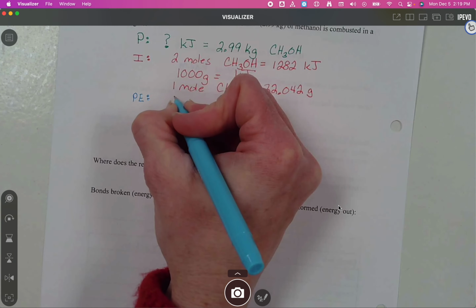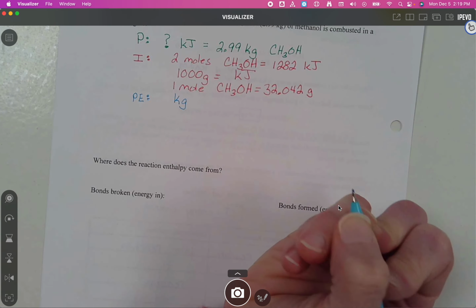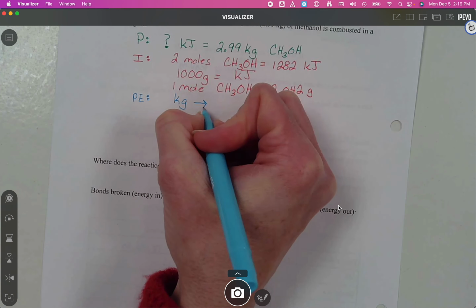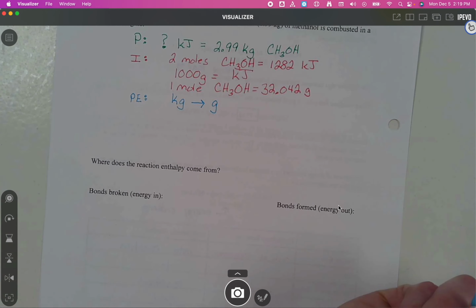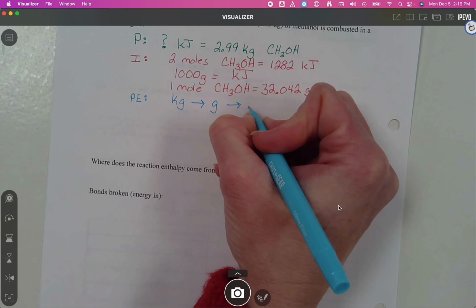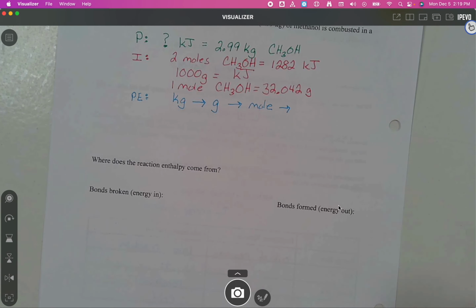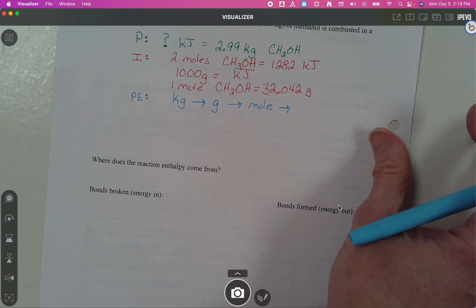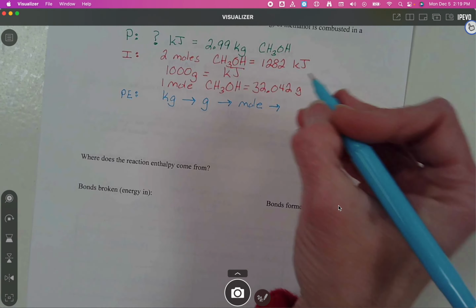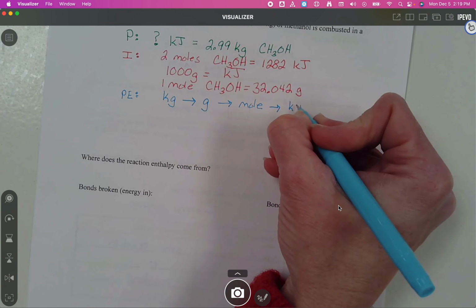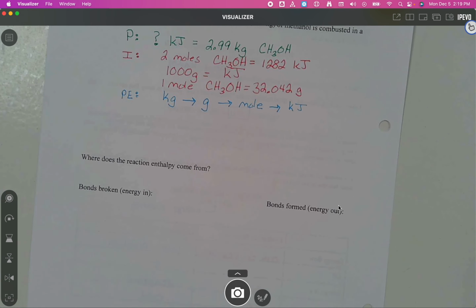So my plan here is to take my kilograms of methanol, turn that into grams, turn that into moles, and use the fact that 2 moles of methanol gives off 1,282 kilojoules to hop myself to energy.